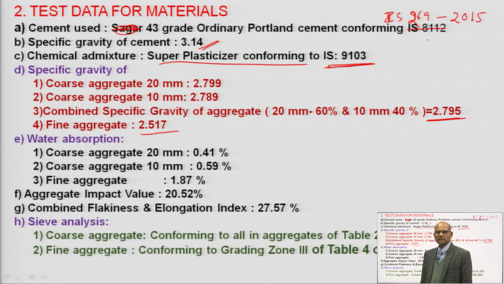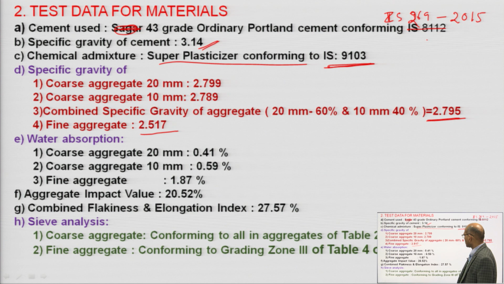Water absorption tests have also been performed. After performing water absorption, we got coarse aggregate 20 mm size having 0.41%, 10 mm downsize 0.59%, fine aggregate 1.87%, aggregate impact value 20.52%, and combined flakiness and elongation index 27.57%. If we are designing for a road or other purpose, this is a very important parameter. The sieve analysis result is: coarse aggregate conforming to all-in aggregate of Table 2 of IS 383, and fine aggregate of grading Zone 2.